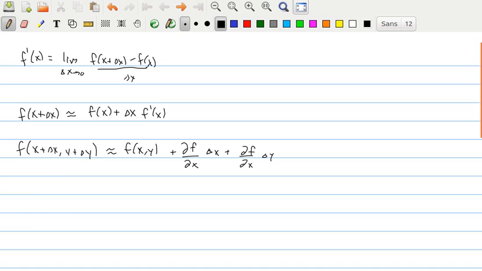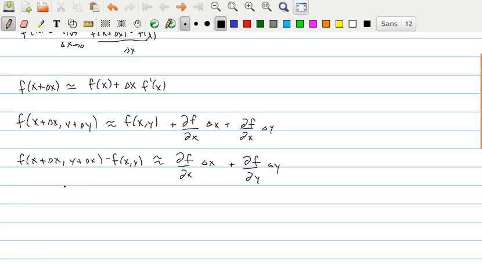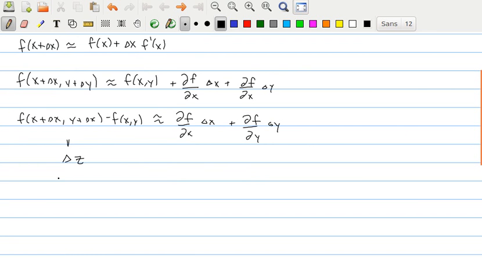Now if we move this f of x y over, this says that f of x plus delta x, y plus delta y, minus f of x y should be approximately equal to these two terms over here: the two partials times the differentials. The partial of f with respect to x times delta x plus the partial of f with respect to y times delta y. And this thing on the left is just the difference between the z values, so this is just delta z. So delta z should be approximately equal to this quantity over here. And this gives us the differential approximation formula.